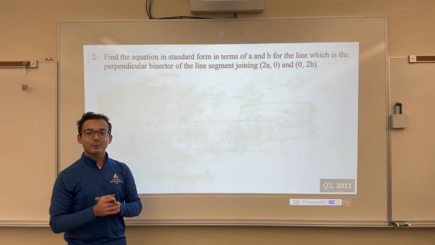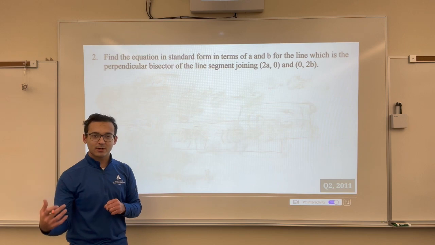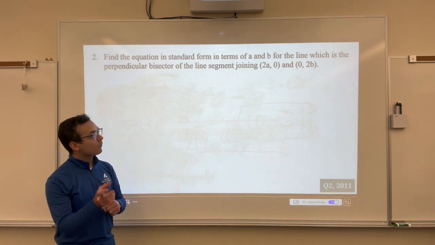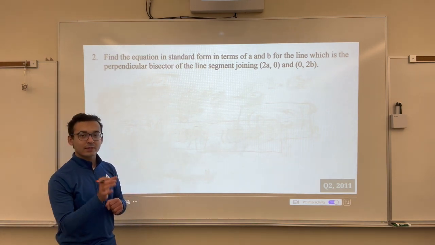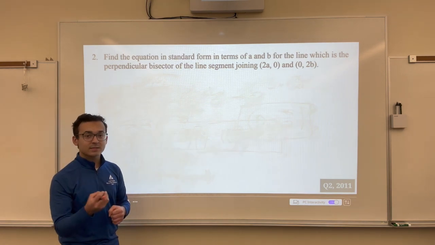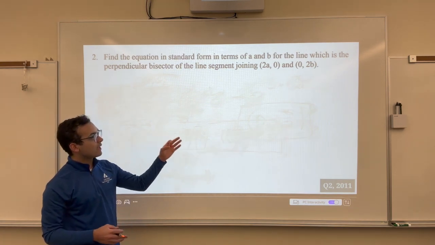And would you look at that? We have another perpendicular bisector problem. Instead of giving us actual coordinates, they give us coordinates with letters, meaning that the perpendicular bisector will change depending on what the values of a and b are.